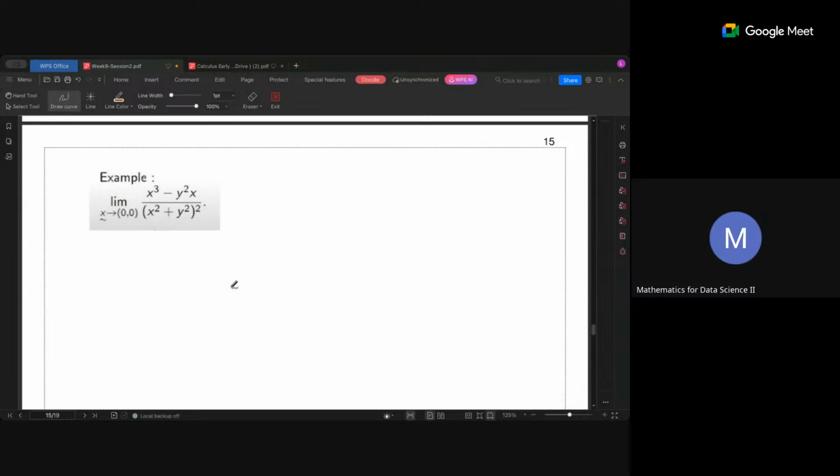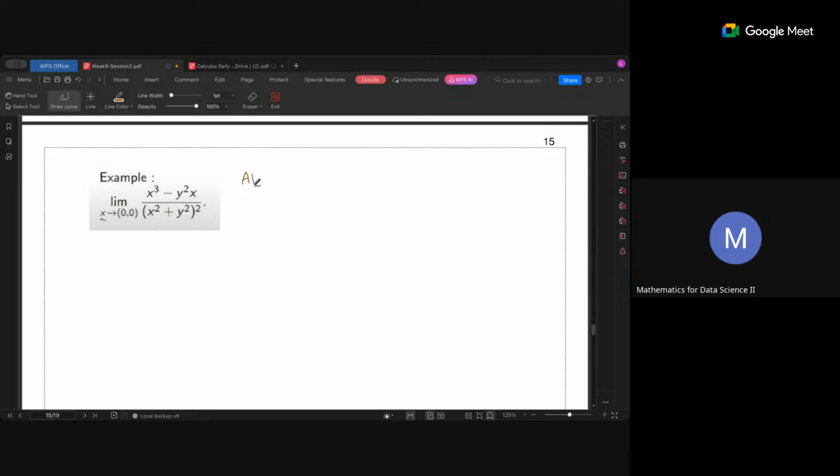Now consider this function. This is obviously a multivariable function. What is the limit of this function at (0, 0)? Curves, usually what are the curves we consider? First, we usually start with the x-axis and y-axis. Then we move to any straight lines, and then we move to parabolas. So usually these are the curves we start with.